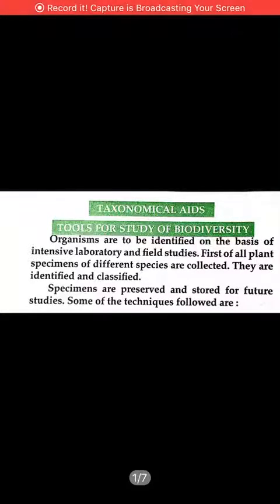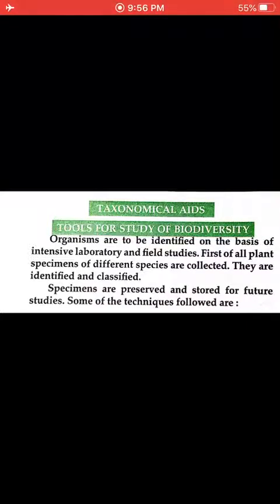Hello students, today we are going to take the next part, or last part, of the chapter The Living World. In this topic we are going to discuss the taxonomical aids or tools for the study of biodiversity.